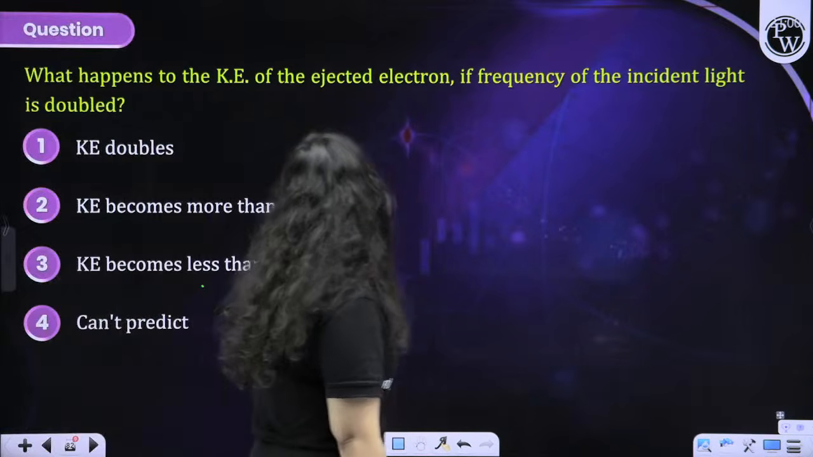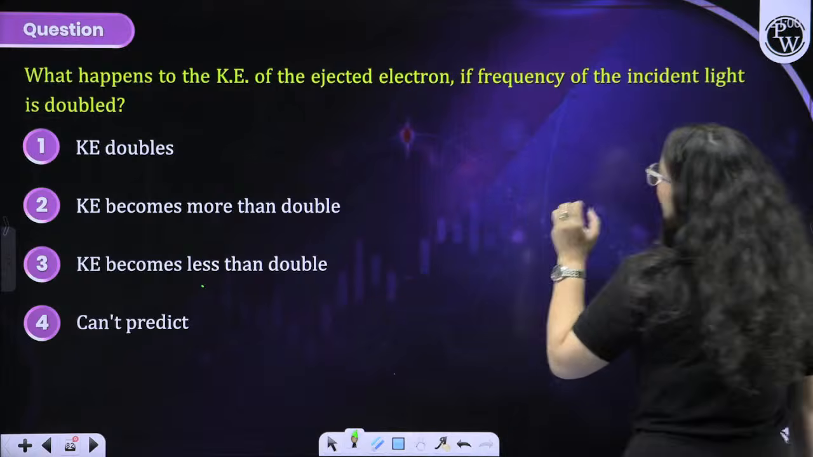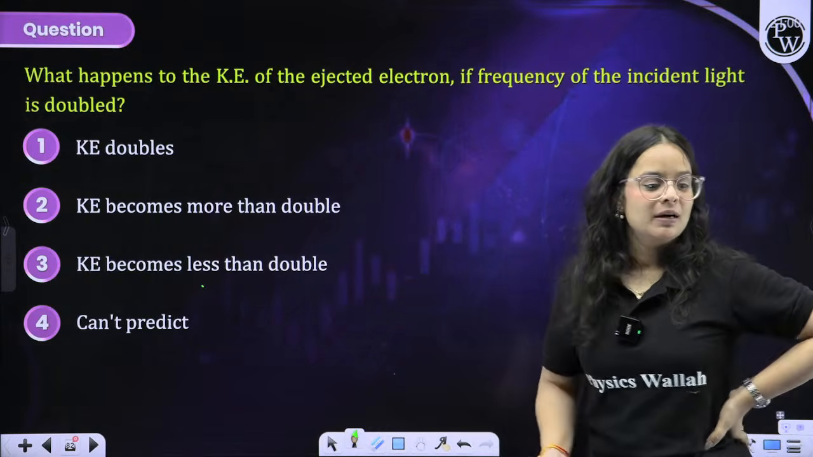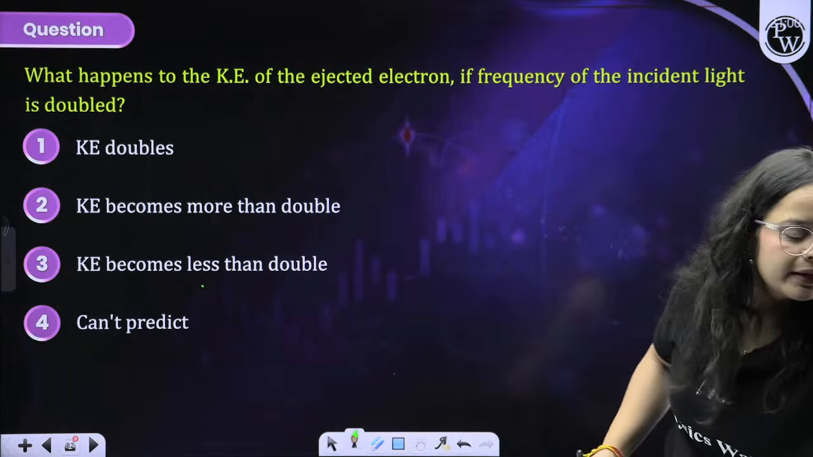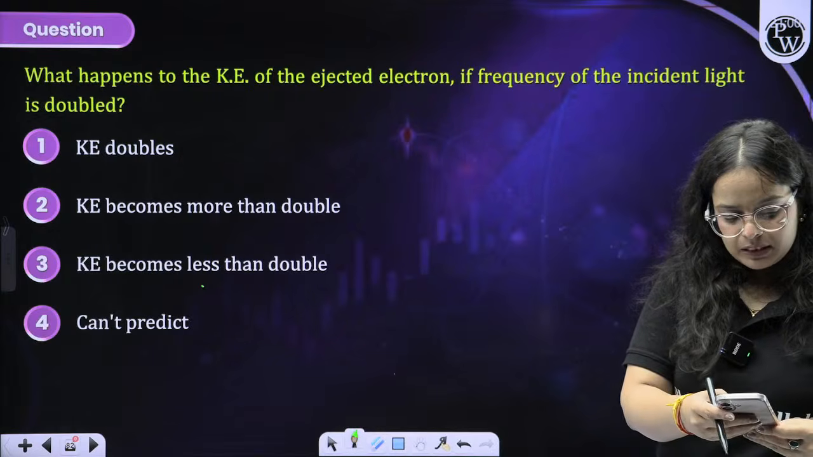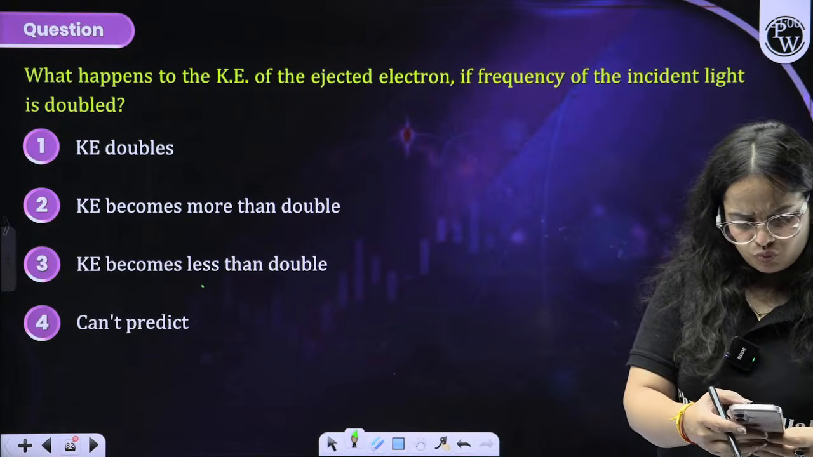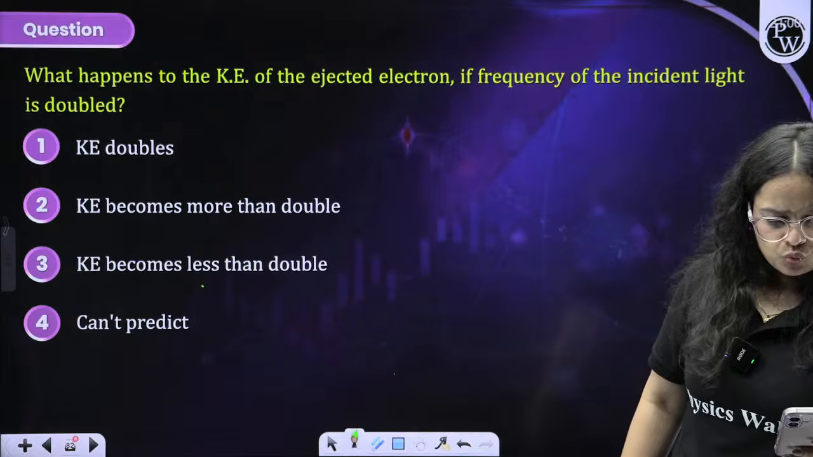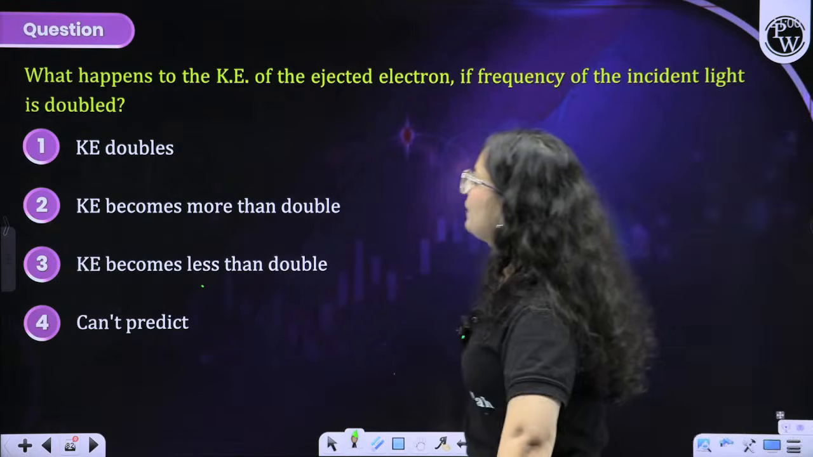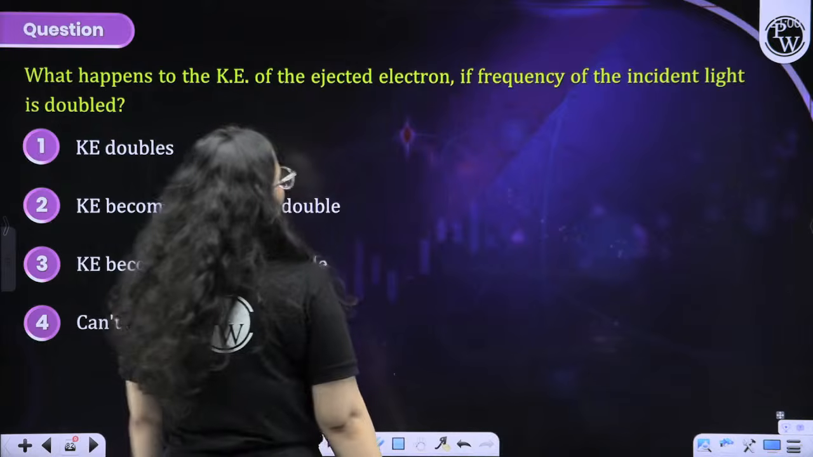What happens to the kinetic energy of the ejected electron if the frequency of incident light is doubled, right? If frequency is doubled, then what will be the impact on the kinetic energy, students? What will be the impact on kinetic energy then? Tell me. What happens to kinetic energy if the frequency is doubled?